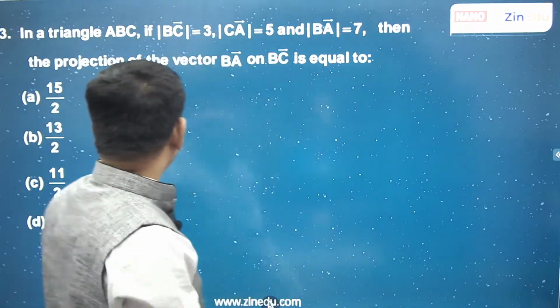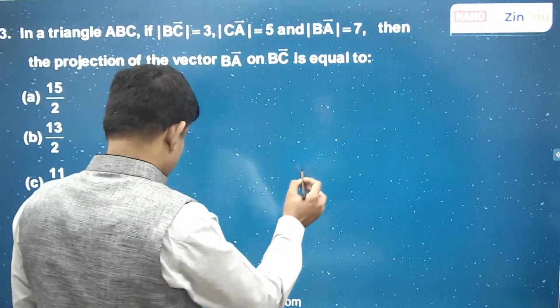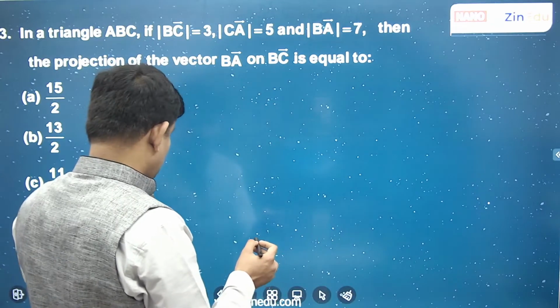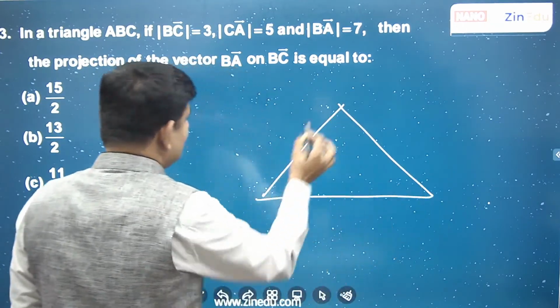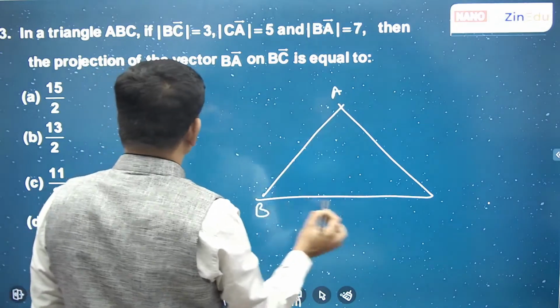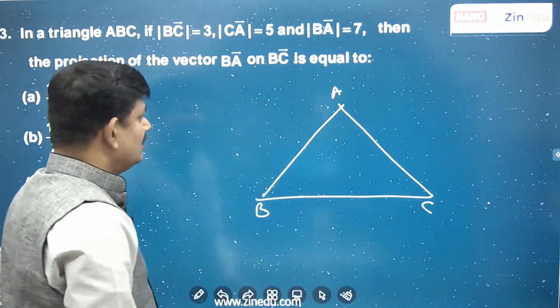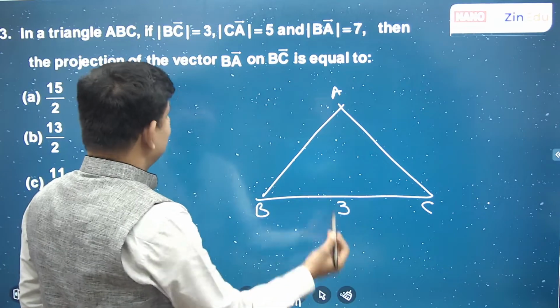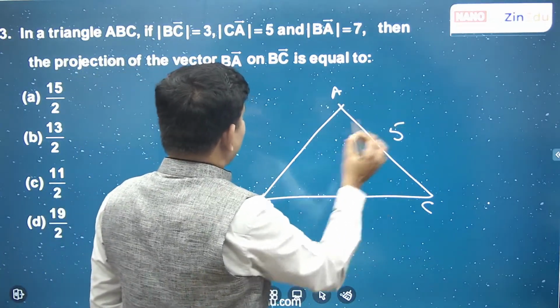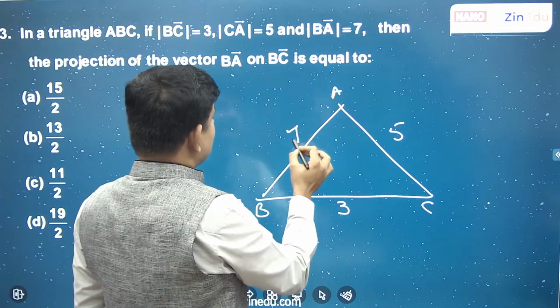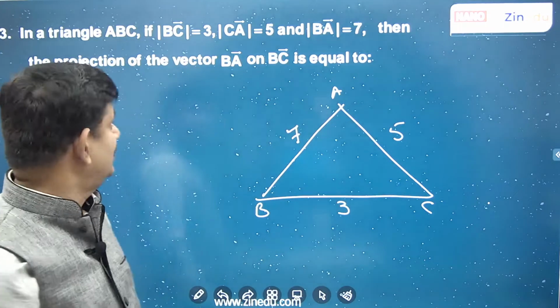In a triangle ABC, what is given here? Modulus of BC is nothing but side a, 3, modulus of CA is side b, 5, and BA is given to be 7. So, all sides of the triangle are given.